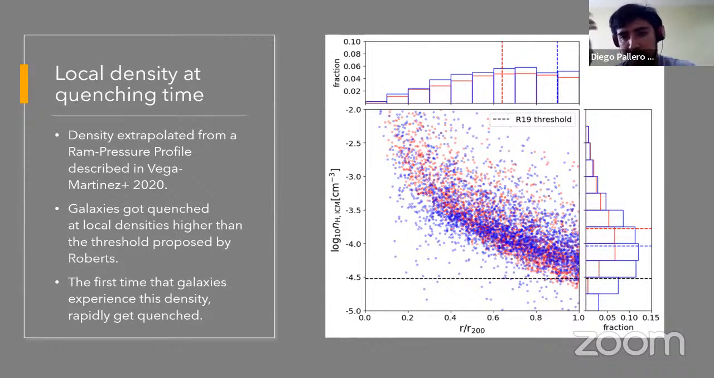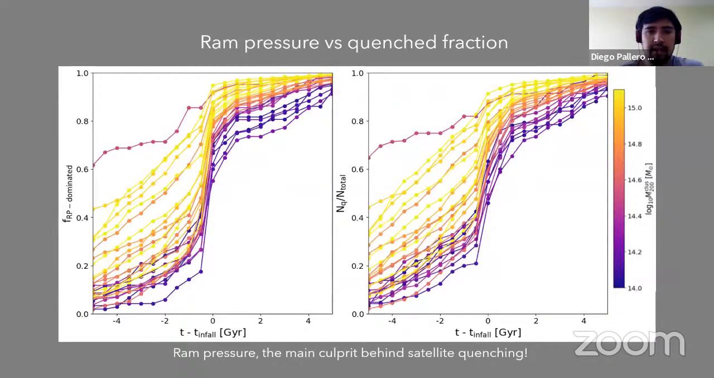The last question that we wanted to ask was, what is the main mechanism? What is the main culprit behind this satellite quenching? So we measured the ram pressure on galaxies at the quenching time. We defined that galaxies will be ram pressure dominated if the ram pressure on the galaxy is greater than the restoring force of the galaxy.